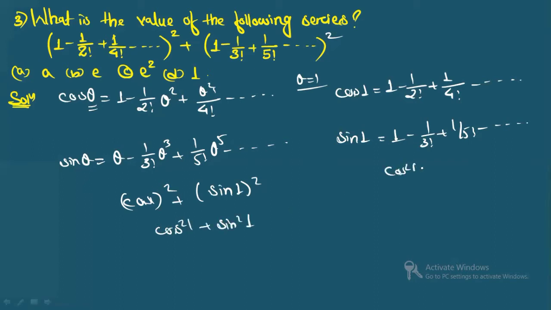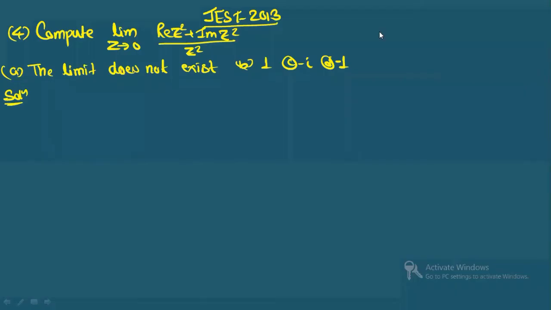We know cos square theta plus sine square theta equals 1. So the value is 1. So the correct option is option D. Clear? Just you will have to remember the series, then you can analyze it and do it within few seconds. Clear? Now let's see the next question.